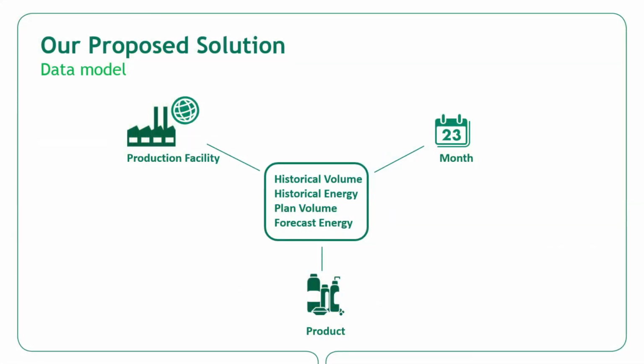So I'm going to jump into the demo in a few minutes, but first I want to give a brief background of what our data model looks like. I mentioned that the way that we create our statistical models is with our historical volume and our historical energy, and we describe that relationship with the model. So that's a part of the fact data that we need to bring in. We also need to bring in plan volume data. And once we have plan volume data, we can use our model to calculate what the forecast energy is going to be.